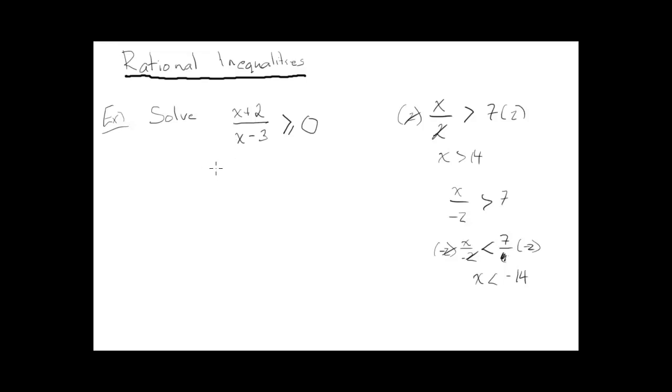What you have to do is set up a table. So you look at the roots of the numerator. The roots are when the numerator equals 0, which would be at negative 2, and the denominator, which would be at x equals 3. So I have two roots, negative 2 and 3.